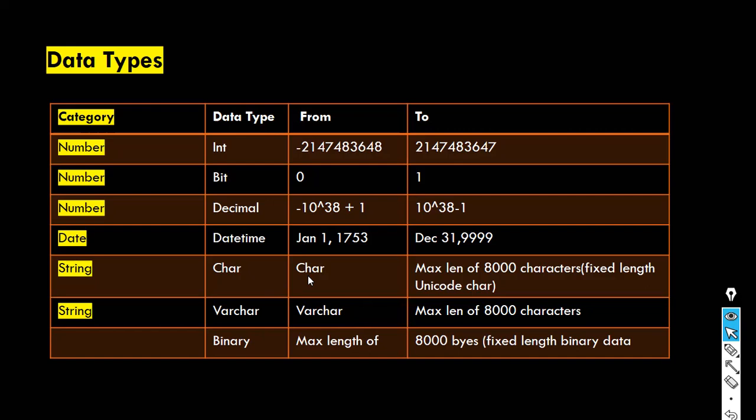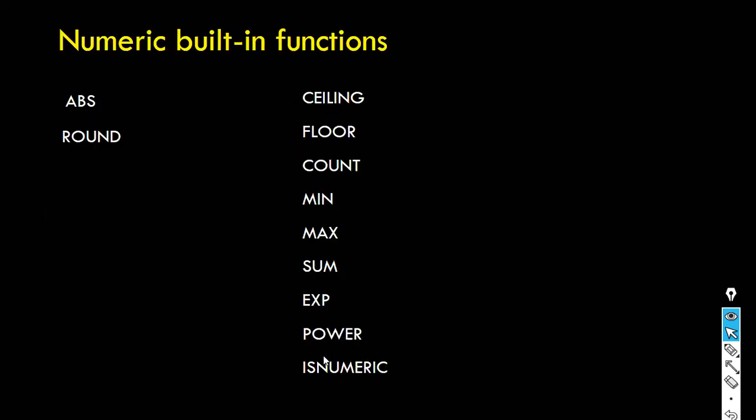Whereas in the case of char, it is fixed. If you specify 30 here, even if you store 4 letters, 2 letters or 8 letters, it will consume 30 in your memory. So varchar is more helpful. It's dynamic. The next one is binary length. These built-in functions are available: absolute, round, ceiling, floor, count, min, max, sum, exponential, power. These are the different numeric data type related built-in functions.